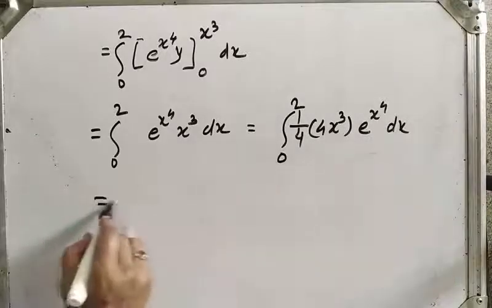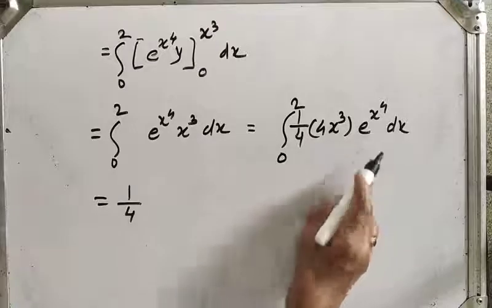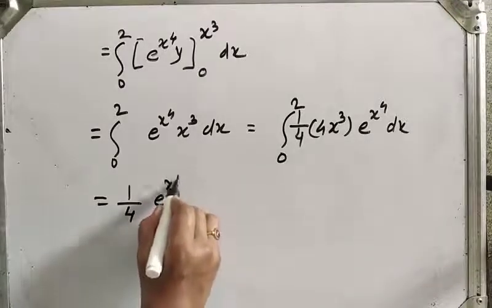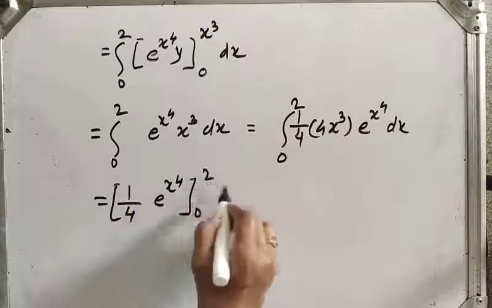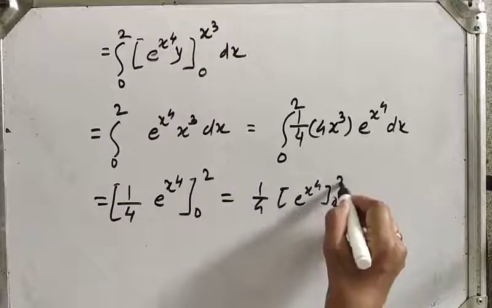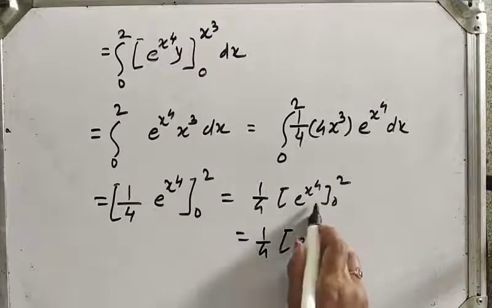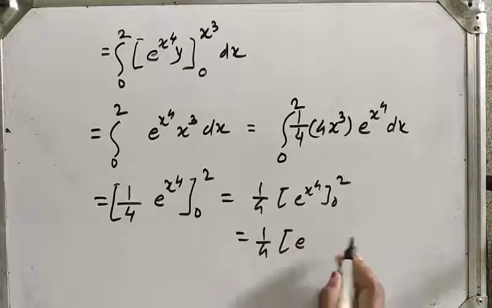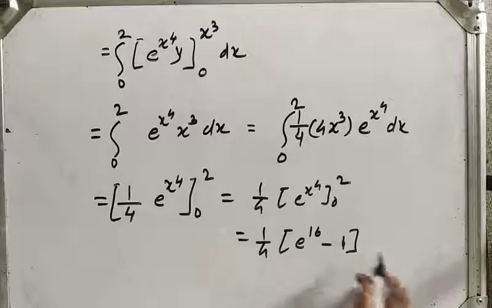So its integration is 1 upon 4 constant. Integration of e raised to f(x) is e raised to f(x), that is e raised to x raised to 4 with limits 0 to 2, that is 1 by 4 e raised to x raised to 4 with limits 0 to 2. That is 1 by 4, e raised to 2 raised to 4, that is e raised to 16, minus e raised to 0, which is 1. Okay, this is our answer: 1 by 4 into e raised to 16 minus 1.